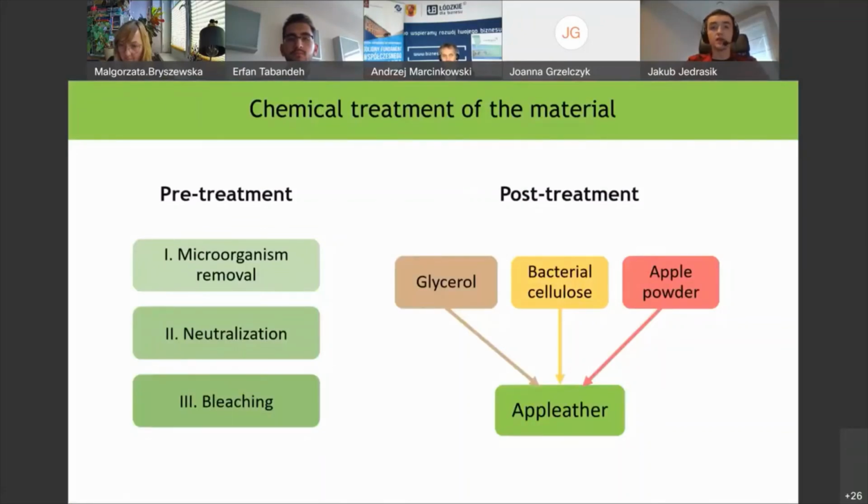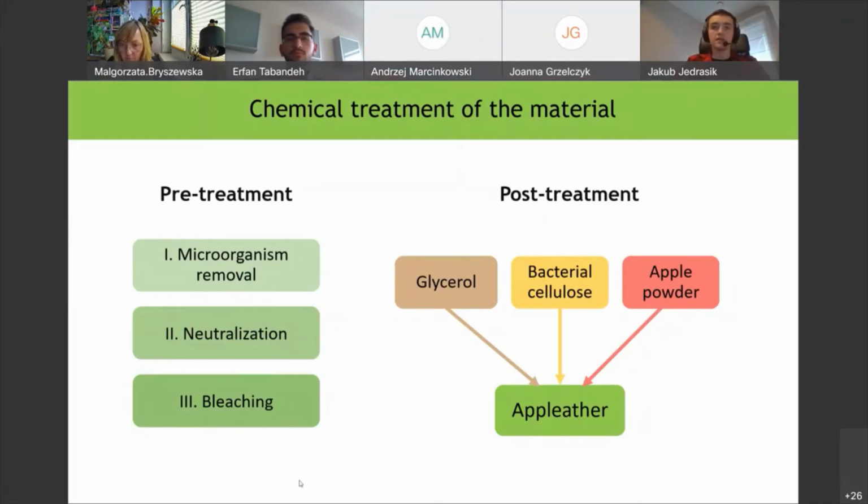So at that point, we wanted to modify the obtained bacterial cellulose by treatment with chemicals and by adding apple powder. So this part of the process consisted of 2 main steps, pre-treatment and post-treatment. In pre-treatment, the material was swelled with sodium hydroxide. This was done in order to remove all of the microorganisms that were present on the surface of bacterial cellulose.